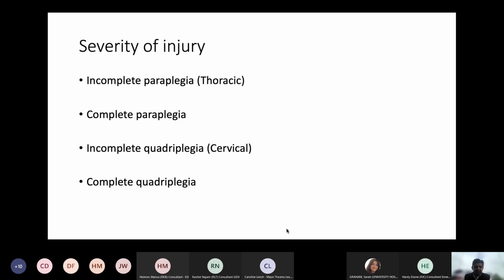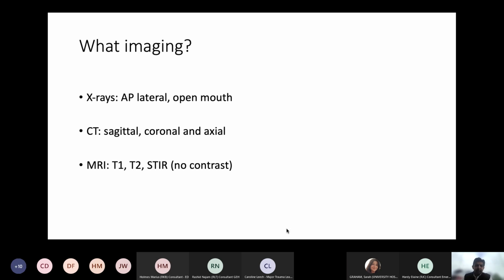If they have quadriplegia, then you're talking cervical. So they're very, very simple, basic, very quick, easy to assess. You know, if they're awake, they're on a board, can they move their arms and legs? If they can move their arms but not their legs, you can kind of hone in slightly on the level of injury.